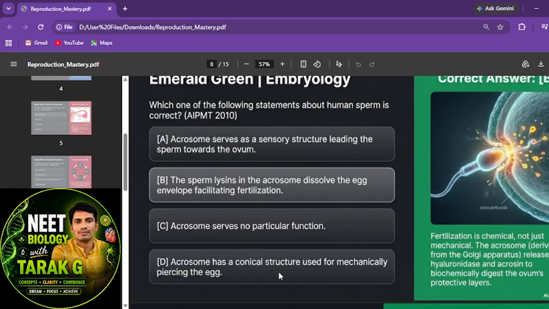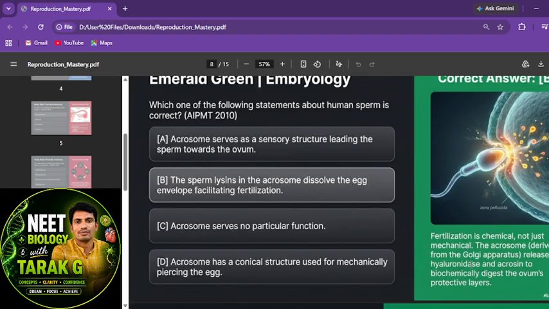The acrosome has a conical structure used for mechanically piercing the egg. No, it's chemical, not only mechanical. This is the fertilization cone. When the sperm reaches here, the sperm lysins will be released from the acrosome. That's why it's a chemical reaction. Fertilization is a chemical reaction, not just mechanical. See the explanation given for D.